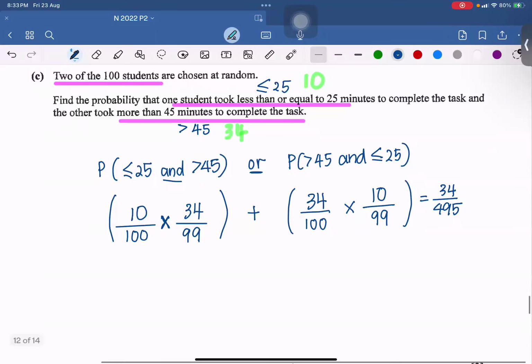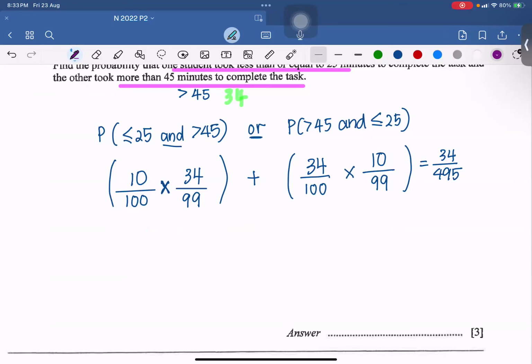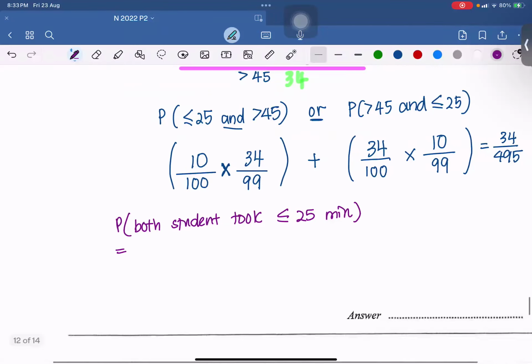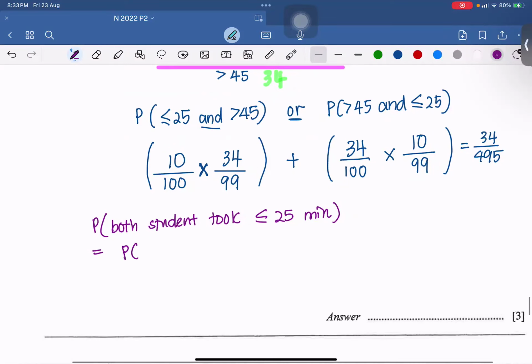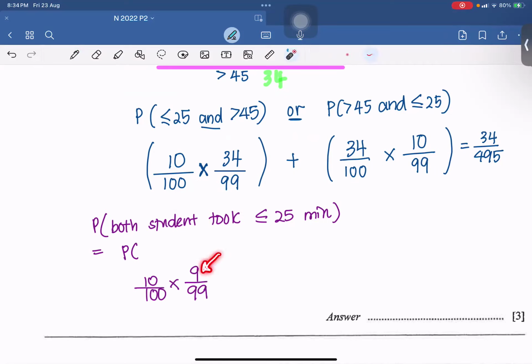Then I'll sidetrack a little bit, nothing to do with the same question. What happens if I change the question? What is the probability that both students took less than or equal to 25 minutes? What do they want? 10 over 100, times 9 over 99. Correct. Can you explain why you get a 9? Because we took out 1, so 10 minus 1.